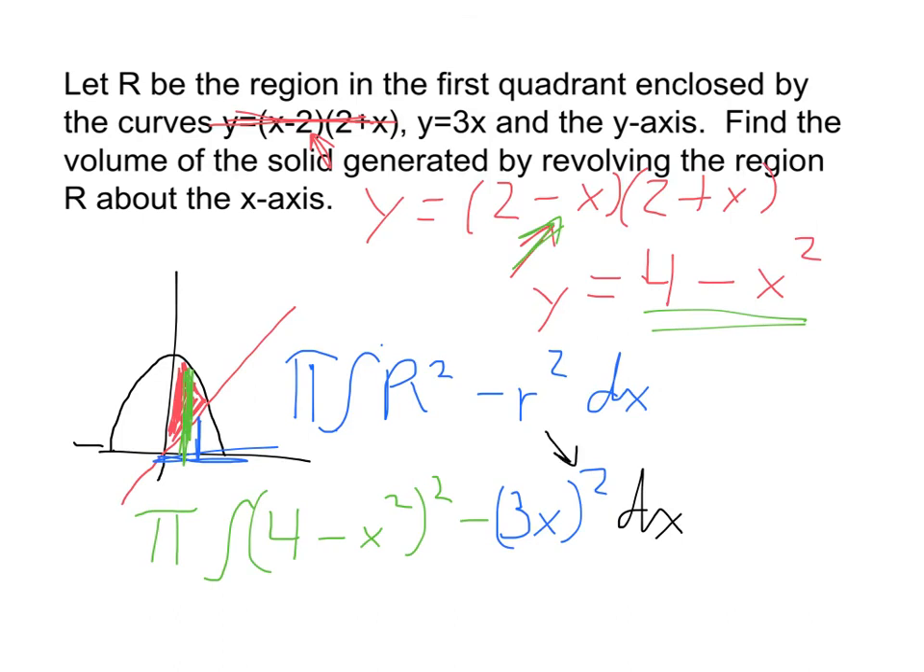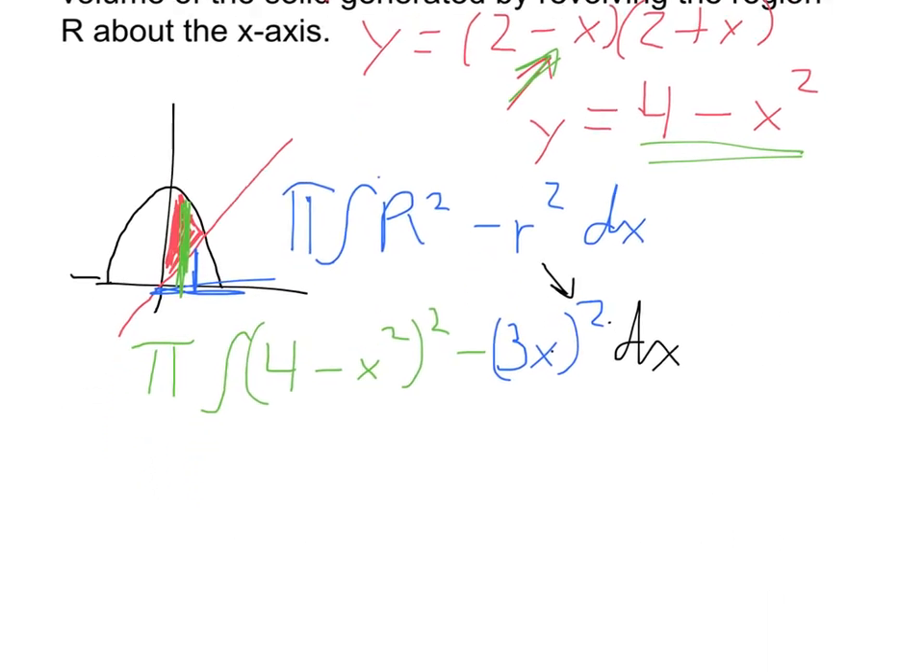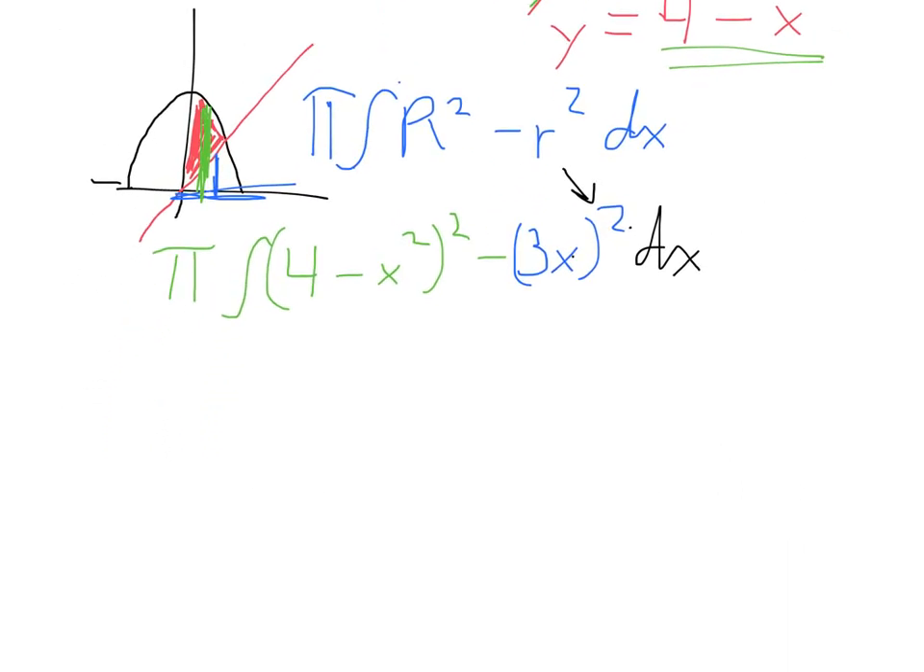Be careful that your squared is outside of your little radius. If you put the squared only with the x, then it's going to throw off your entire answer. Okay, the boundaries here. Let's pretend for a second that you did not have your calculator, as I have no calculator right now. To find out where these two graphs intersect, we're just going to take 4 minus x squared and set it equal to 3x. This is how we're going to find this upper boundary where they intersect.